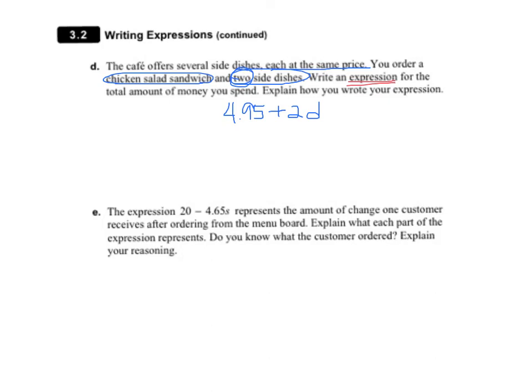Then it asks us to explain how you wrote your expression. So we're going to say that we used a variable for the amount we didn't know, the amount of the side dish. We multiplied it by 2 because we were getting 2 of them, and we added the price of the sandwich. So I'm going to write that, and I want you to copy it into your record and practice journal.